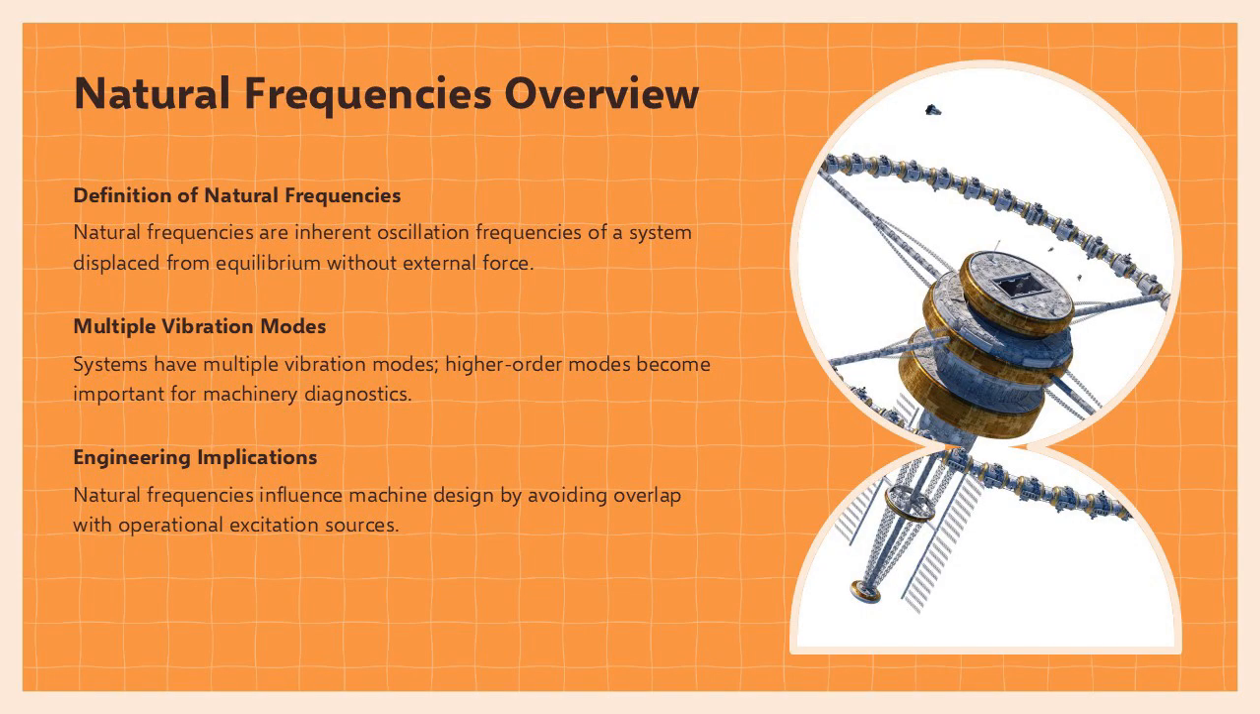Natural frequencies are the inherent frequencies at which a system oscillates when displaced from equilibrium without ongoing external forcing. Every mechanical object, regardless of size or complexity, possesses one or more natural frequencies determined by its mass and stiffness distribution. This slide explores how these frequencies are mathematically and experimentally determined. It introduces the concept of multiple modes of vibration and explains why higher-order modes may become relevant in machinery diagnostics.